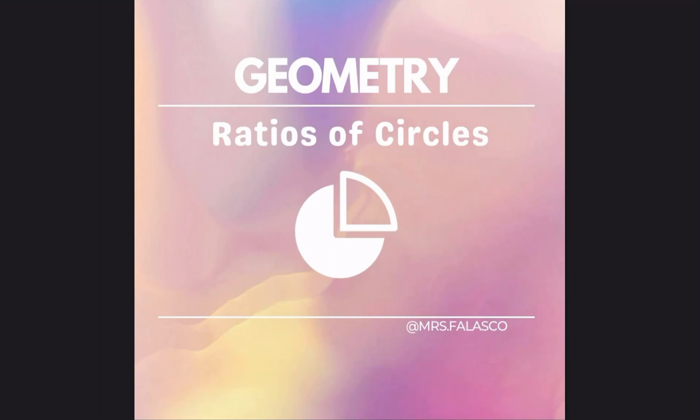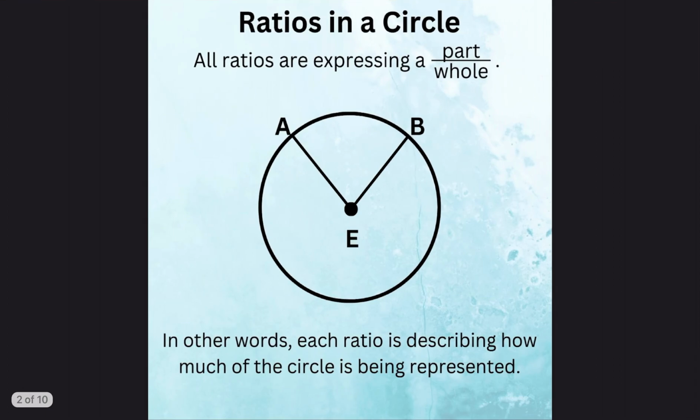Ratios of circles. This is a phrase we use to describe all the proportions we can create using what we know about a circle. So whenever we talk about a proportion, we're talking about a part out of a whole. Now, I'm going to get right into all the different parts and all the different wholes in a circle, and then we can talk about how to use them appropriately in algebraic situations.